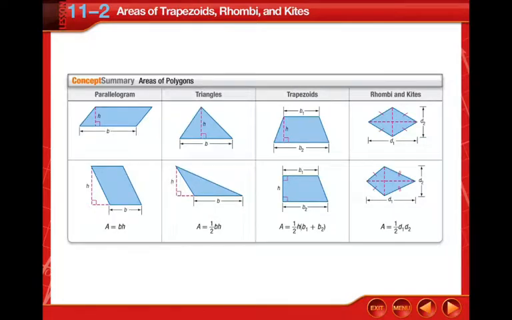So this is kind of just a general guide for areas of different polygons: parallelograms, triangles, trapezoids, rhombi, and kites. These are all the ones we looked at so far. We're going to look at circles next, but they're not polygons, so that's why this is recapping it now. And that's it for this video.